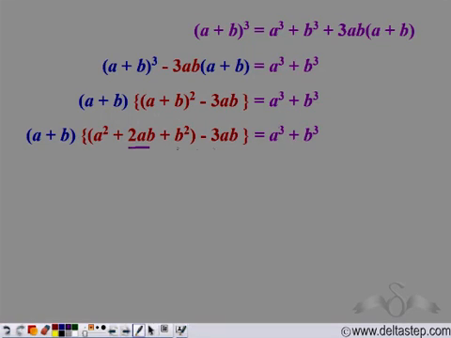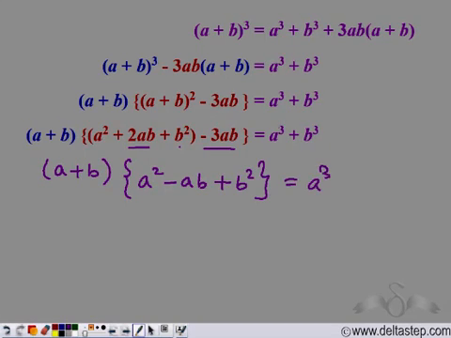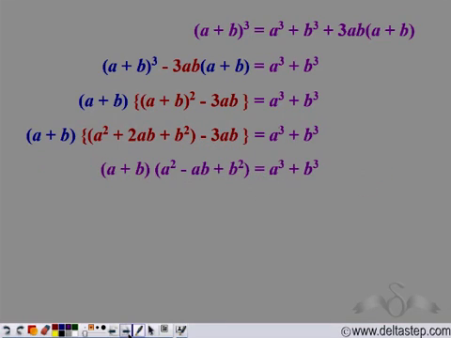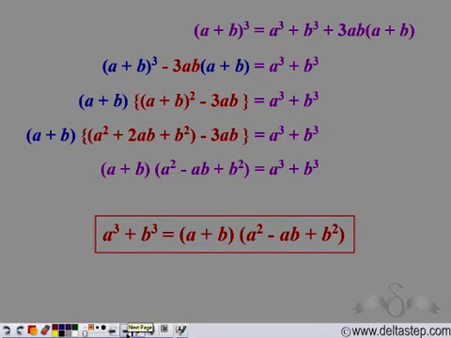Now here plus 2ab and minus 3ab are like terms, so we can combine these terms. So we get a plus b into a square plus 2ab minus 3ab gives us minus ab plus b square. This is equal to a cube plus b cube. So a cube plus b cube is a plus b into a square minus ab plus b square. Now this is a special identity, and we can memorize it and use it whenever we have to find the sum of the cubes of two numbers.